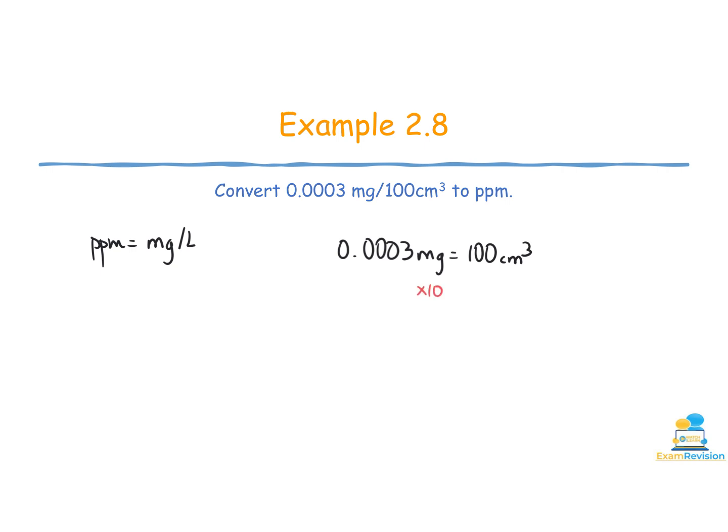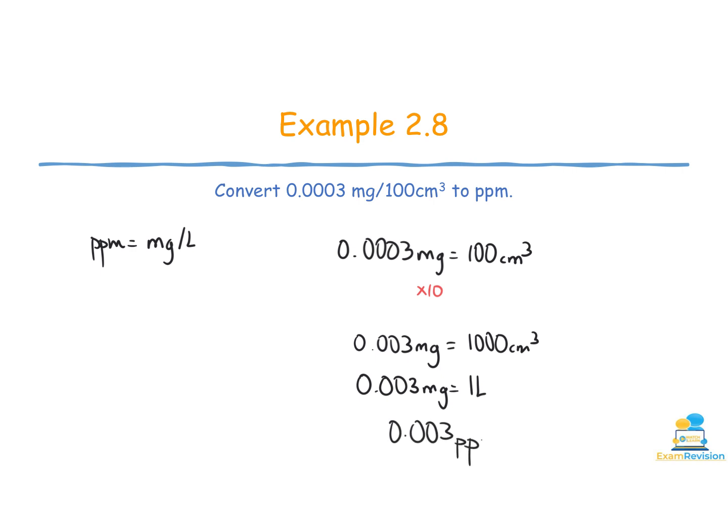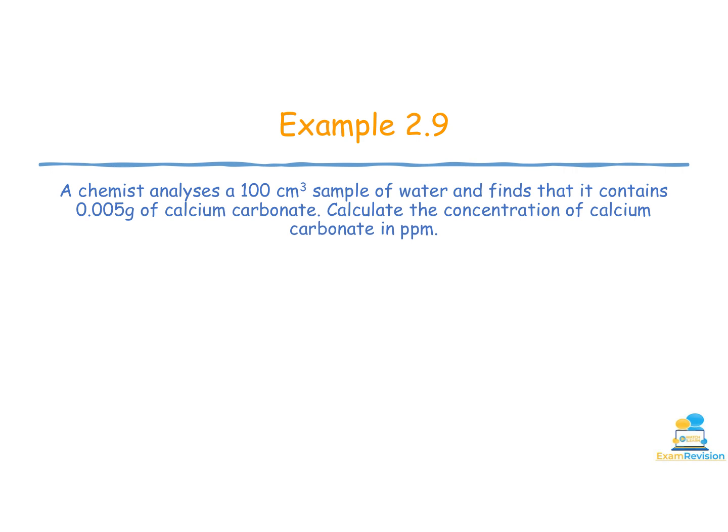When I multiply by 10, I'll end up with 0.003 milligrams in 1,000 centimetres cubed. 1,000 centimetres cubed is the same as a litre, so I'm going to write 0.003 milligrams in 1 litre. Because I have milligrams and litre, I can express it as 0.003 ppm. The last example we'll look at in this video is example 2.9.